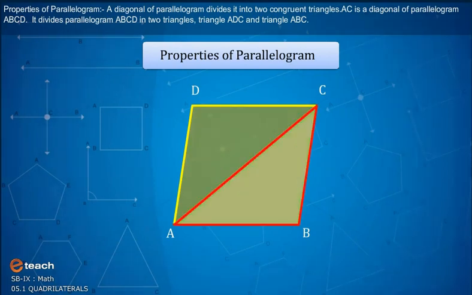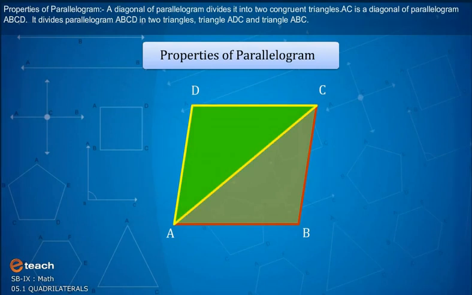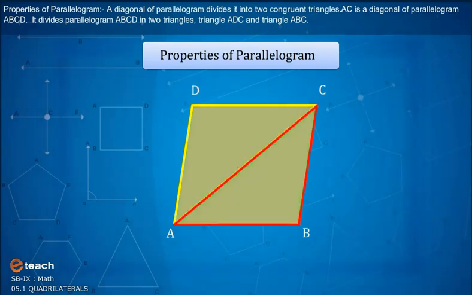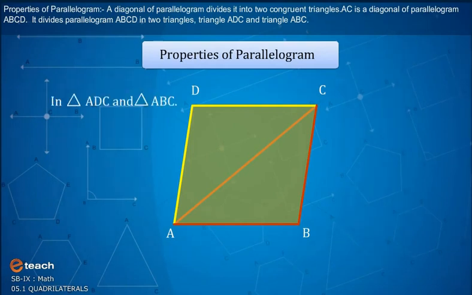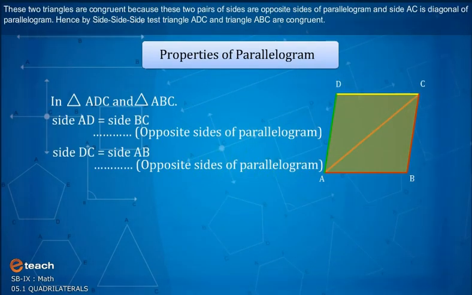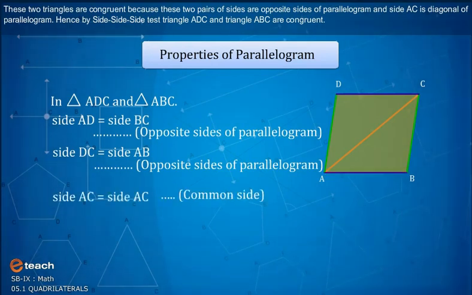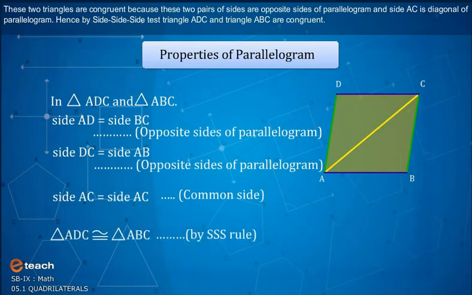It divides parallelogram ABCD into 2 triangles, triangle ADC and triangle ABC. These 2 triangles are congruent because these 2 pairs of sides are opposite sides of the parallelogram and side AC is the diagonal of the parallelogram. Hence, by SSS test, triangle ADC and triangle ABC are congruent.